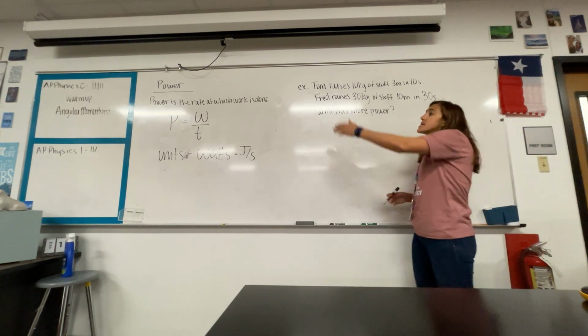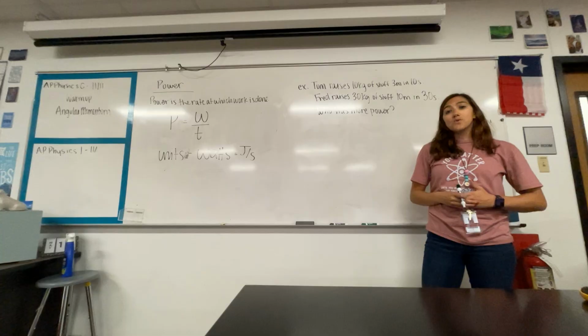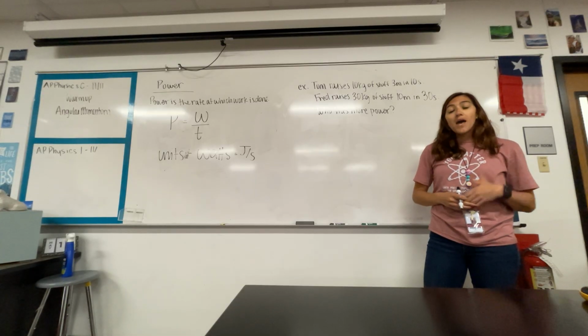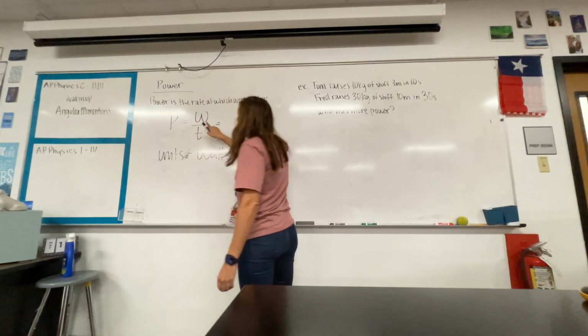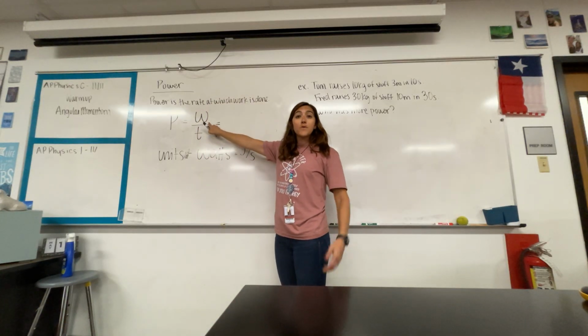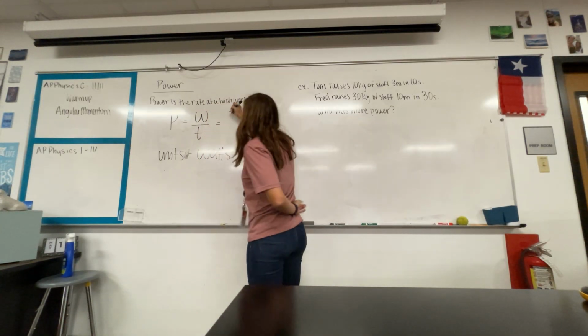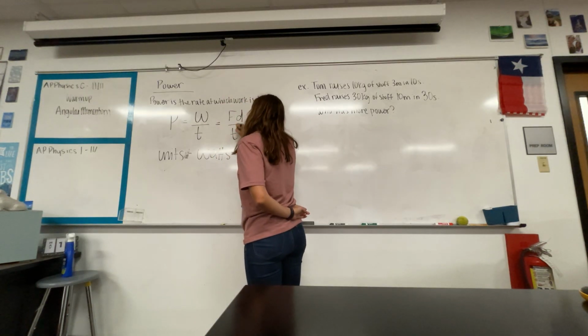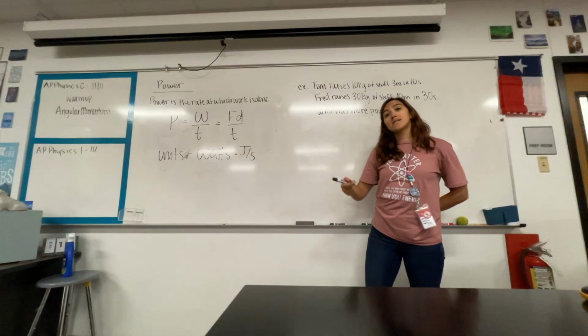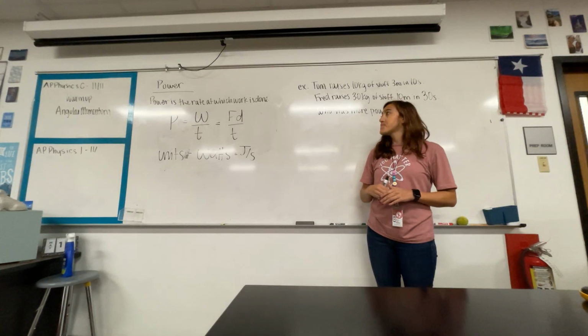So when we look at this equation, power is equal to work over time. Occasionally we'll modify it and say we can also think of this. We know work is equal to force times distance. So another way to write this same equation is force times distance divided by time.